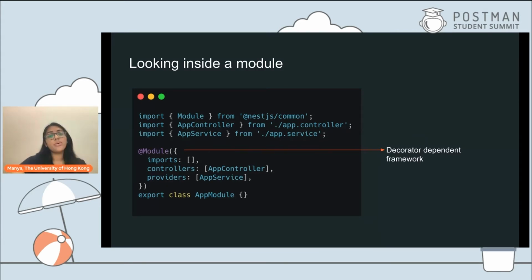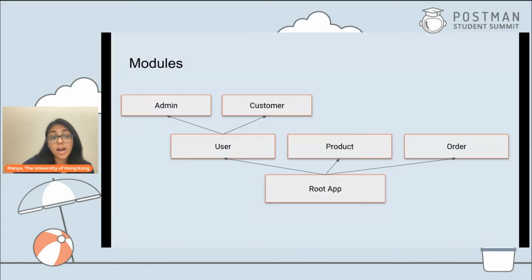All right. So for now, we can remember that Nest.js is a decorator-dependent framework, and that modules are basically how you can divide the different operations in your application, and they are arranged in the form of a graph, which in our case would look something like this. You have the root app, which is your root module. This is where your application starts to create its graph. And then it sees that, okay, we have three modules which the root app further needs. They are user, product, and order.